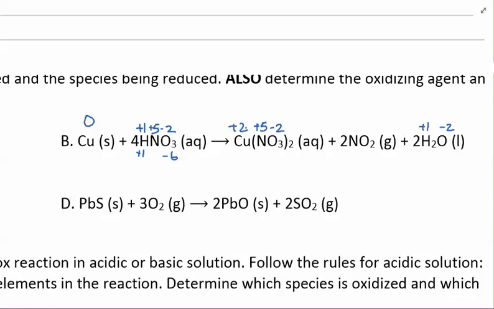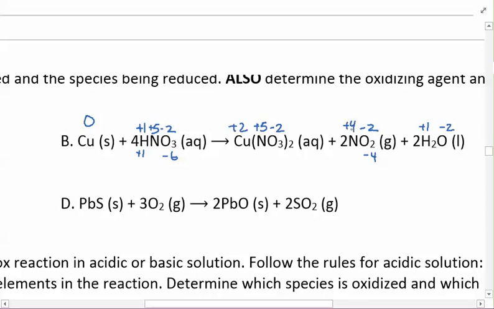However, NO2 is not the same. That's not nitrate or nitrite even. That's nitrogen dioxide. So oxygen is -2. We have 2 of them giving us a -4 charge. So that means nitrogen has to be +4.